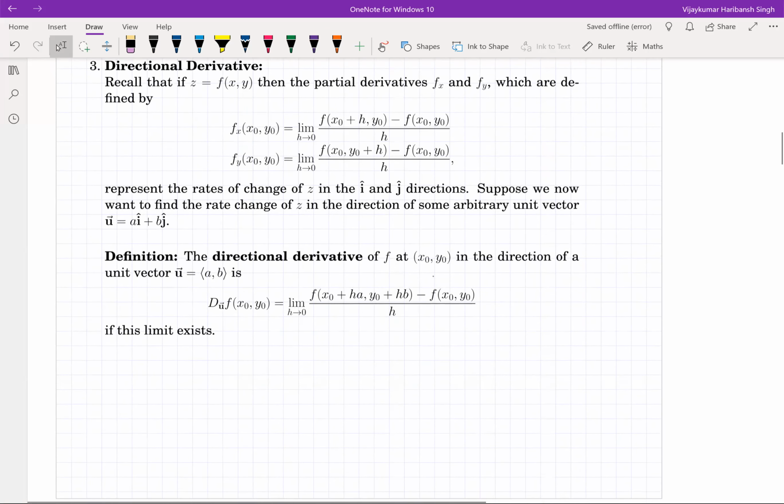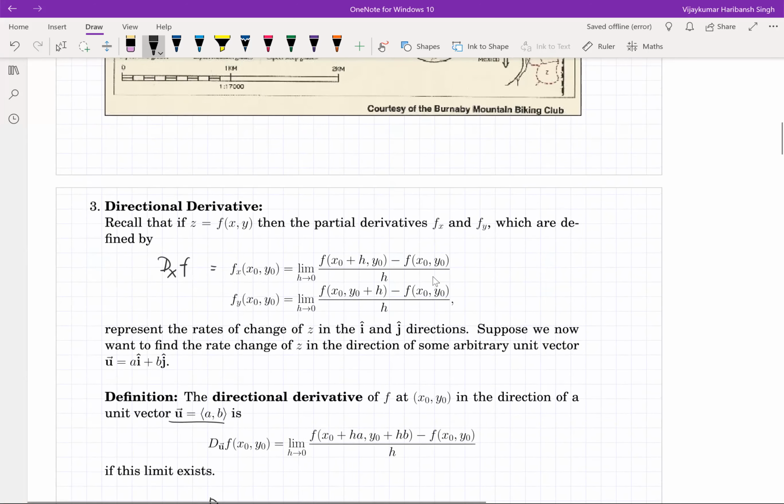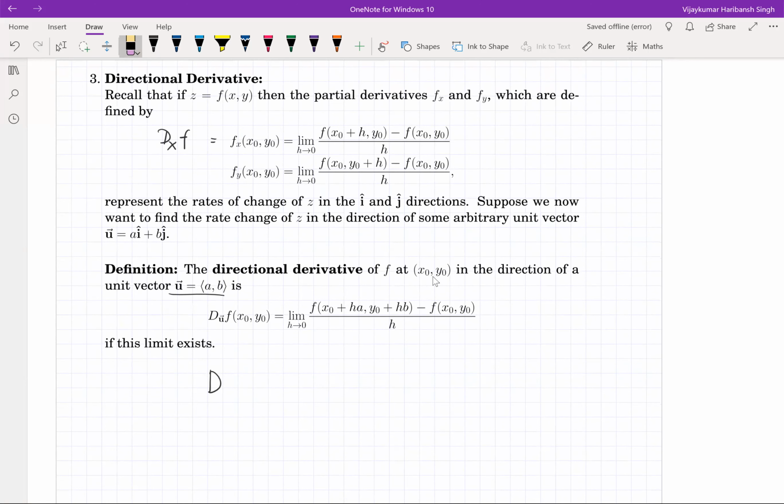So the directional derivative of f at x naught, y naught in the direction of u is given by... we need a notation to capture that, because for the partial derivative with respect to x, it was f sub x. So we want a notation for the directional derivative of a function at a point x naught, y naught in the direction of vector u. The notation is D_u f of x naught, y naught.